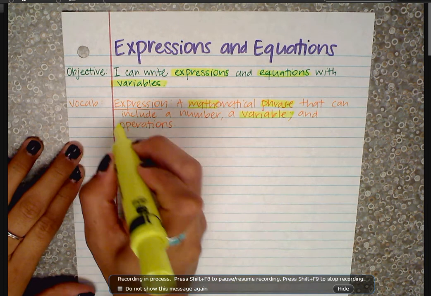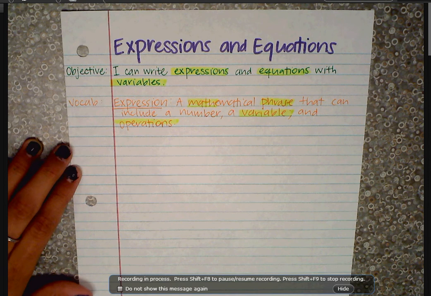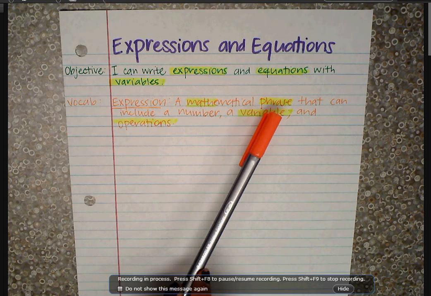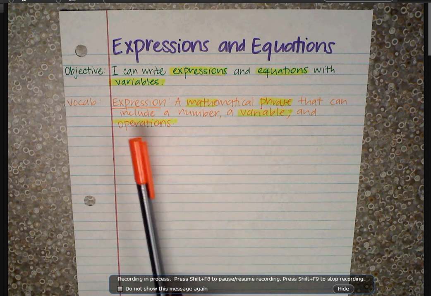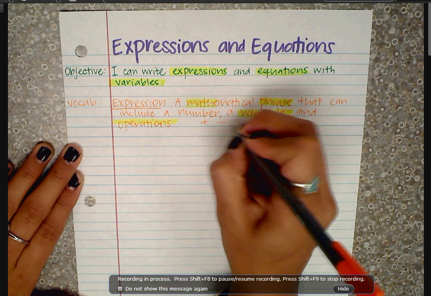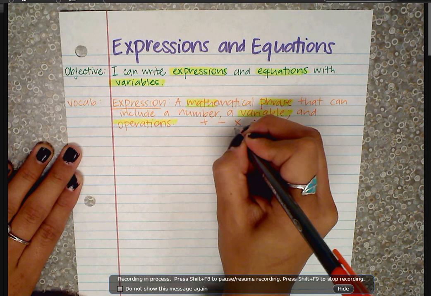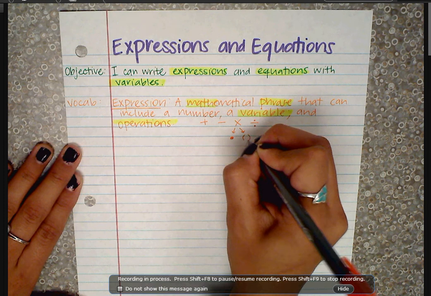Okay, so I know you know a complete sentence is complete, of course. A phrase is the opposite. So right now we're looking at an incomplete math sentence that can include a number, a variable, which is a letter, and operations. Operations are adding, subtracting, multiplying, and dividing. And remember that multiplying can look like a little dot, and it can look like parentheses.